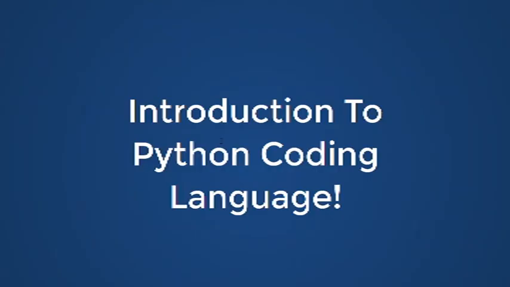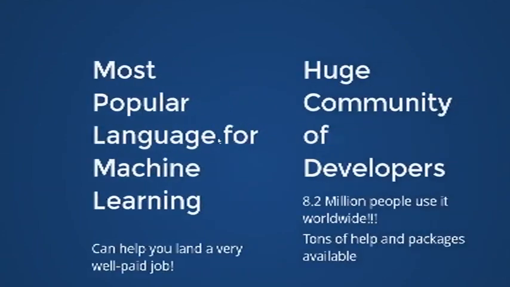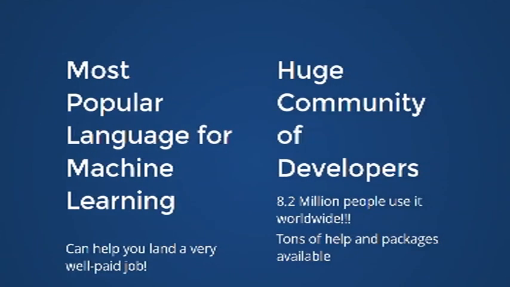First we're going to talk about why you would want to learn the Python coding language. My name is Tyler Seward. I am an AI specialist, and I will be teaching you about Python today. Python is the most popular language for machine learning and artificial intelligence, and it can help you land a very well-paid job. I think the average for a Python developer is around $90,000 USD per year.